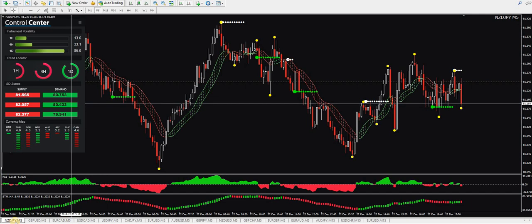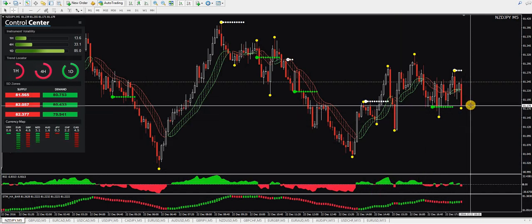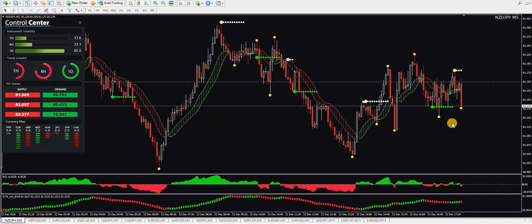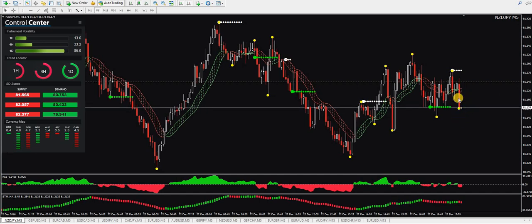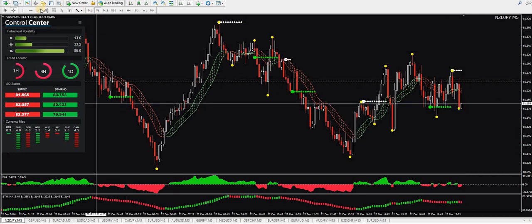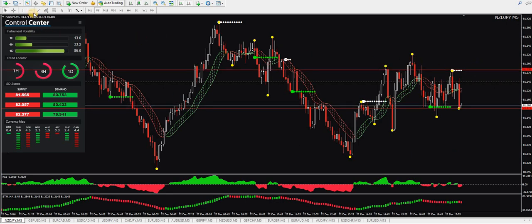I'm still waiting on this NZD Japanese yen trade. I'd like it to break down beneath this level here at least. But as you guys can see, we have red signal and swing dots here. All we really need is the cloud to turn red. And there is the cloud turning red. But again, same situation. If you were to enter right here, this would be your setup.